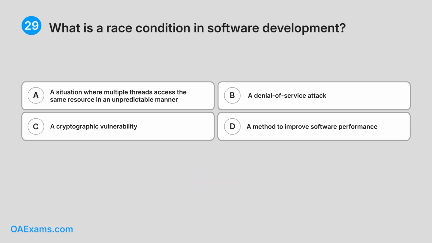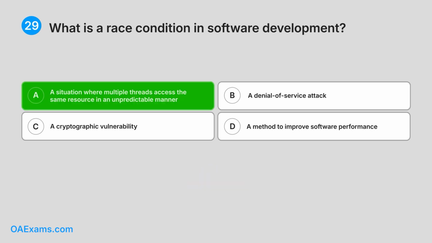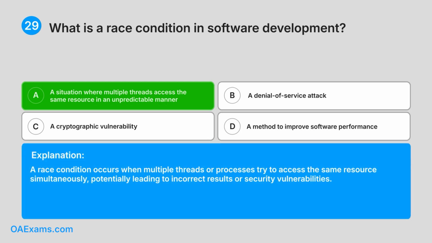Correct answer, A. A situation where multiple threads access the same resource in an unpredictable manner. Explanation. A race condition occurs when multiple threads or processes try to access the same resource simultaneously, potentially leading to incorrect results or security vulnerabilities.